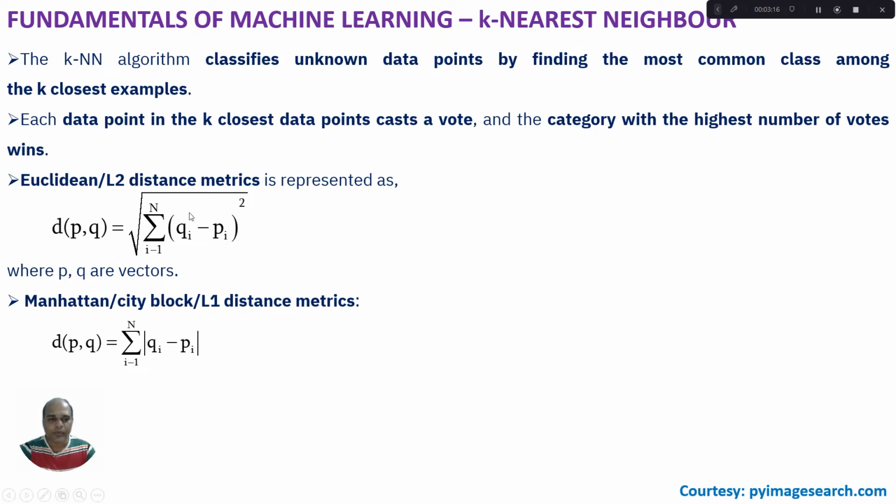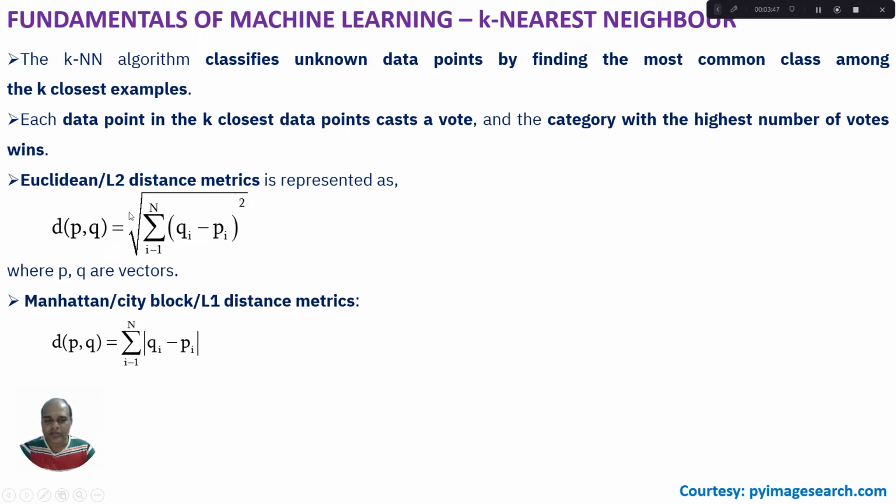Let us compute the Euclidean distance metric and the Manhattan distance metric using these equations. In the Euclidean distance metric, d(p, q) is equal to the square root of the summation from i equals 1 to n of (qi minus pi) squared. Whereas in the Manhattan distance metric, the distance is computed by the summation from i equals 1 to n of the modulus of qi minus pi, where p and q are vectors.